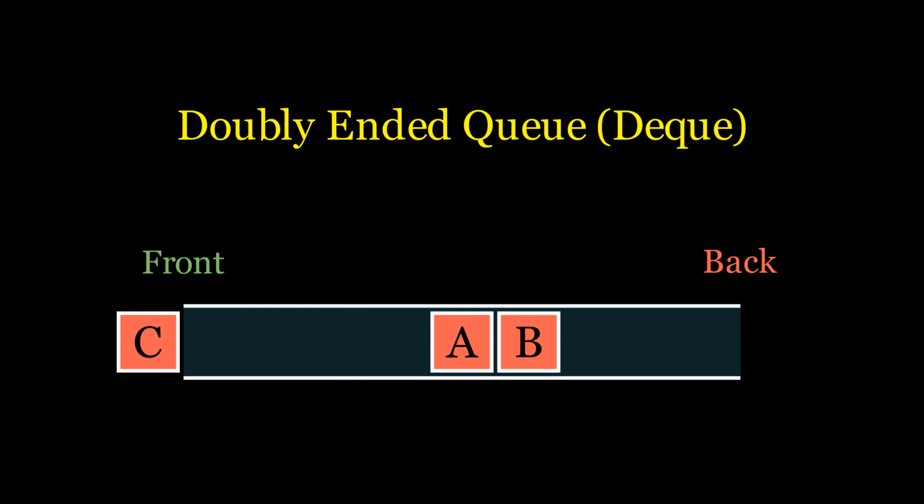Now that was a simple queue. Another type of queue is a doubly-ended queue, where elements can be inserted from either the front or the back. And they can also be removed from either the front or the back.